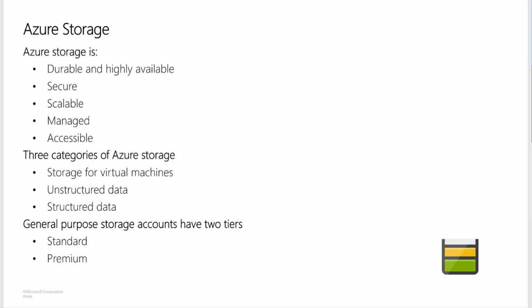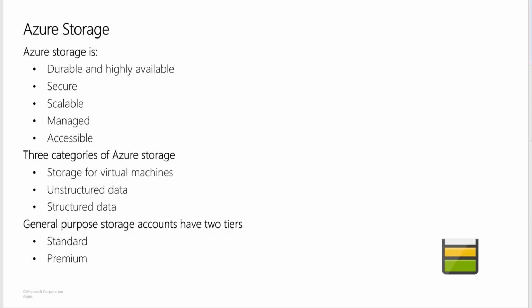General purpose storage accounts have two tiers. One is standard, another one is premium. Standard storage is backed up by magnetic drives, those are HDDs, and provide lowest cost per GB. They are best for applications that require bulk storage where data is accessed infrequently, because the read-write speeds are very less compared to premium. Premium storage accounts are backed by SSDs, that's solid-state drives, and offer low latency performance. So they can be used only with Azure virtual machines for best IO intensive applications like databases.